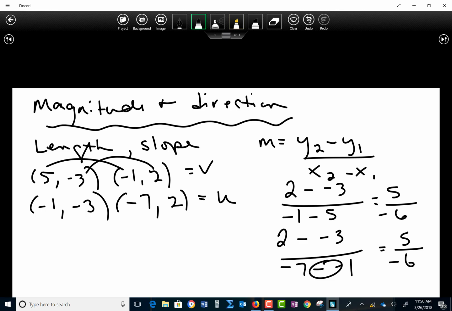Now, if they have the same slope, that means they have the same direction. So you don't need to find the angle measure, which is what the book suggests that you do, but that's actually more work than this would ever be.